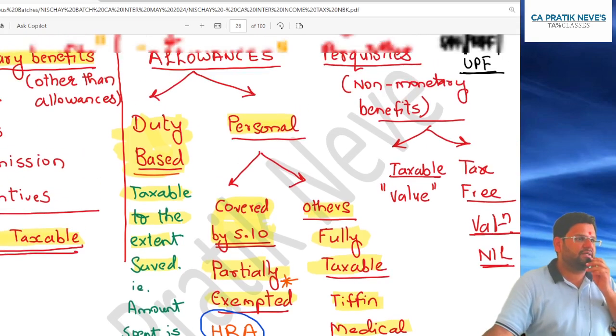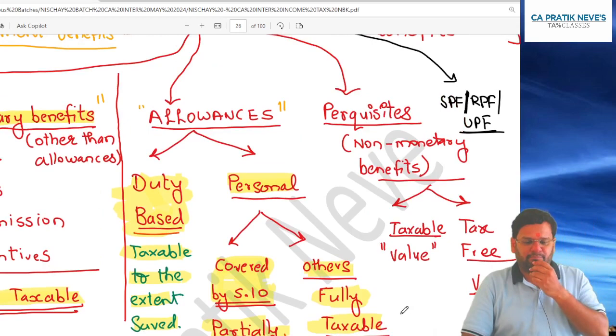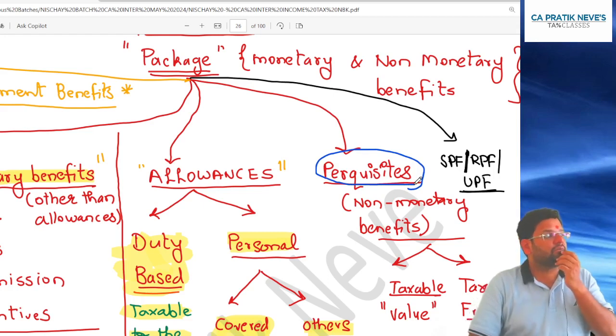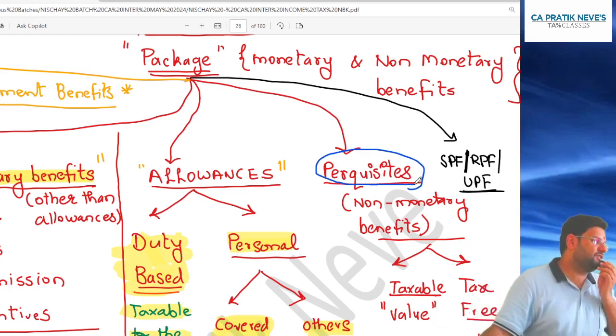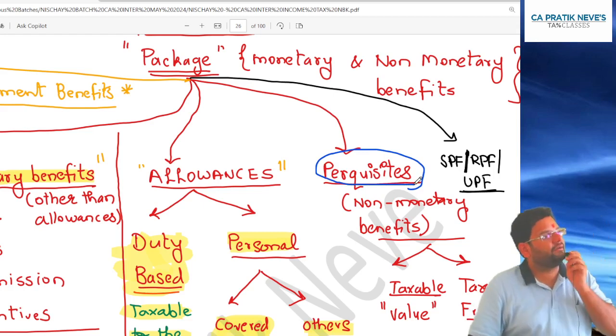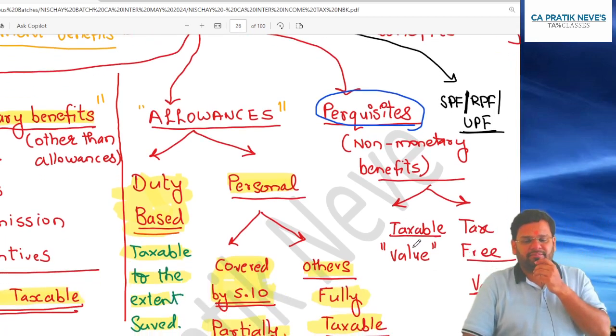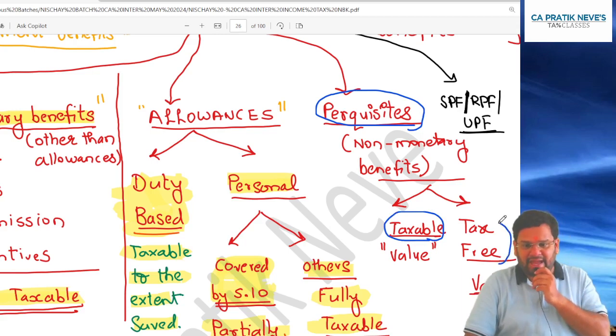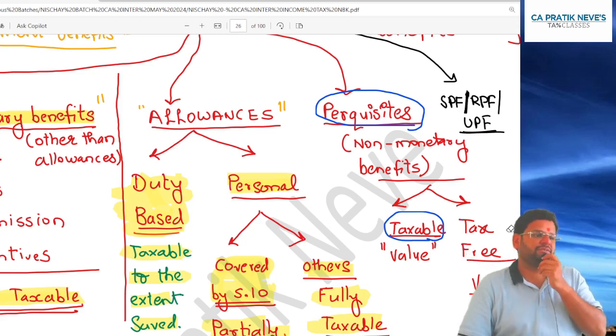Clear? Come to your perquisites, friends. Perquisites means what? Non-monetary benefits, or you can say benefit in kind. Divide it in two categories. There are some perquisites which are taxable, and there are some perquisites which are tax free.